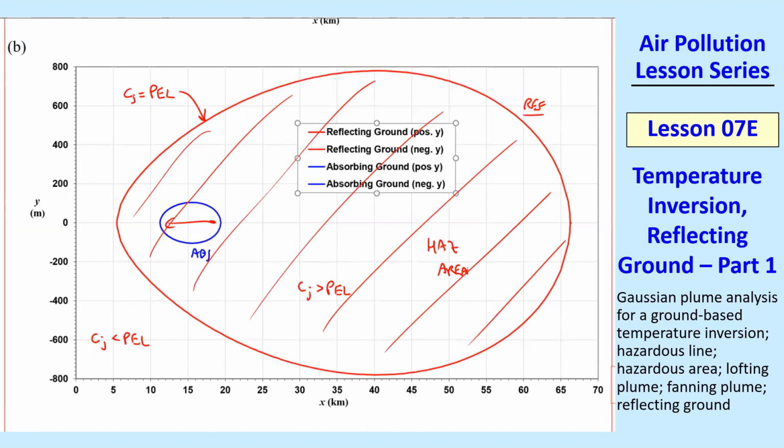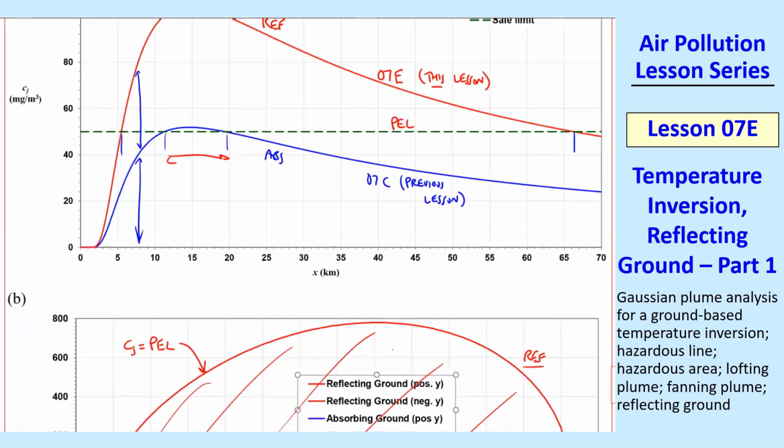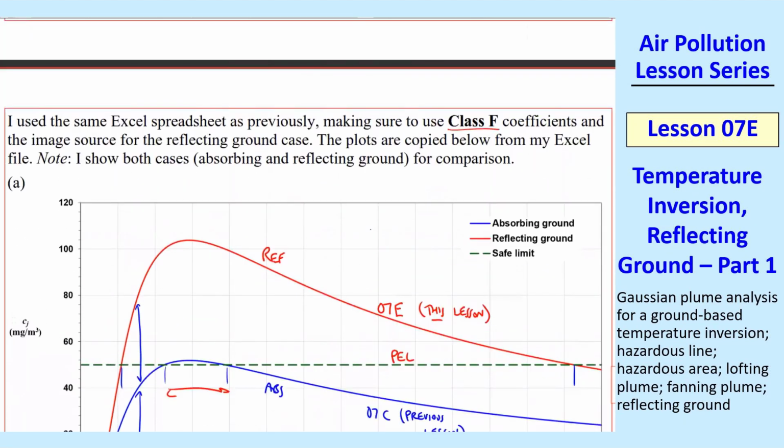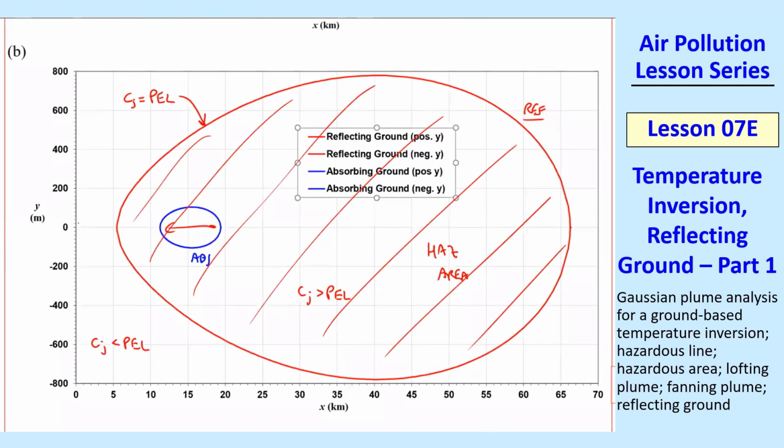And so this is really all there is to it. You'll have a quiz, but life is getting easier for you because you can use exactly the same software that you did previously. You just have some different numbers. And remember, when the plume is inside the temperature inversion, you always use class F. I want everyone to get 100 on this quiz. There's no reason not to.